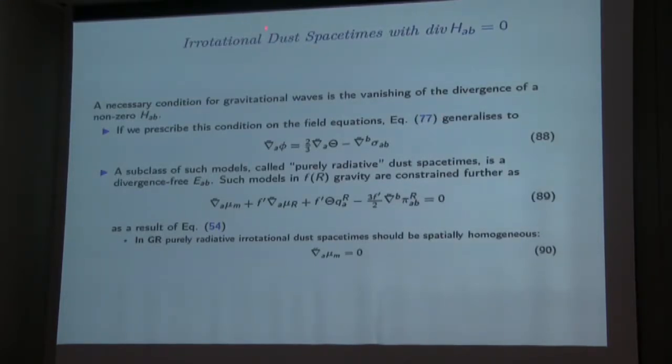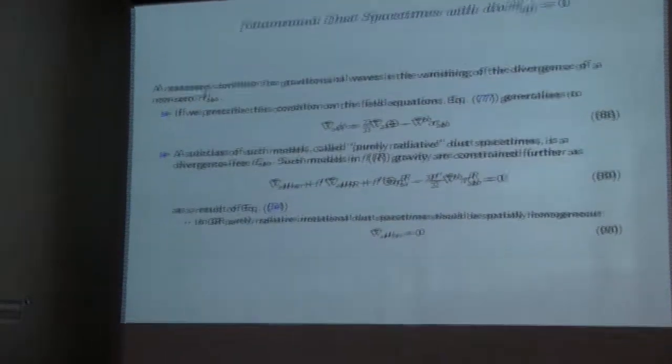Another investigation we made is to see what kind of rotational dust spacetimes are described by f of R gravity, provided that the divergence of the magnetic component of the Weyl tensor is 0. That's the necessary condition for the propagation of gravitational waves, by the way, for the existence of gravitational waves. So if we prescribe that condition here, the divergence is set to 0, we get this kind of relation between the potential that sources the heat flux and the expansion and the shear parameter in the case of non-vanishing shear.